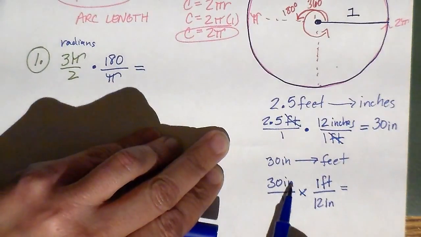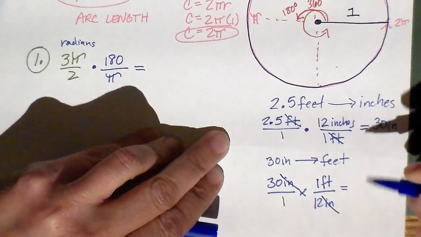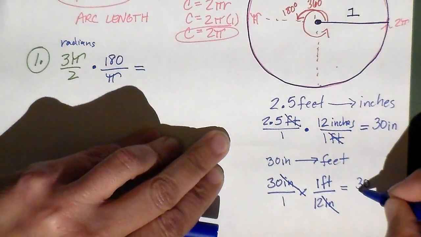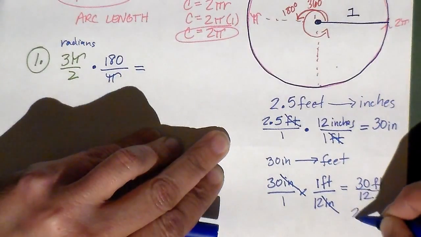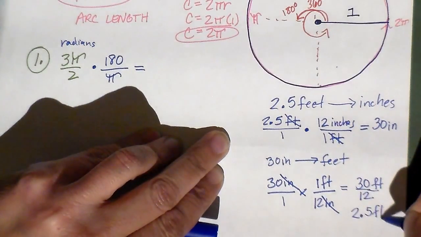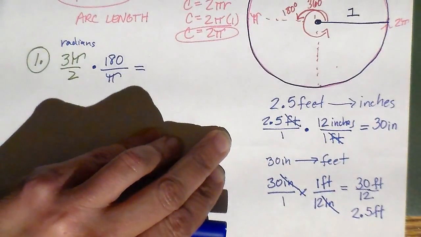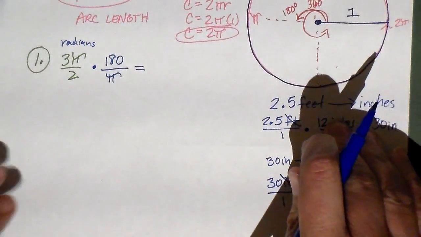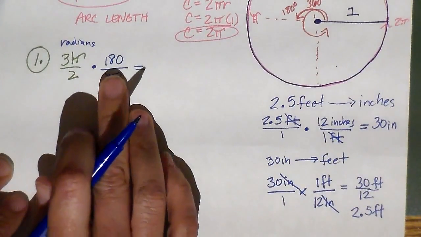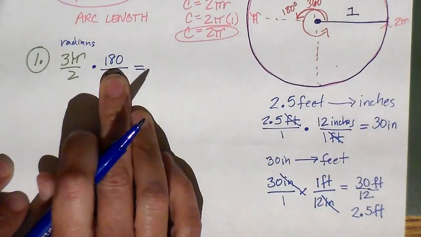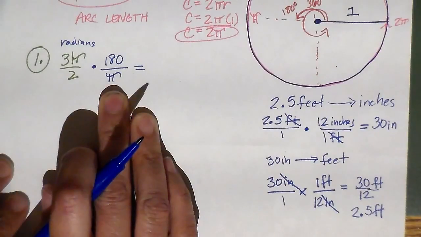Same thing's going to happen. On the top, I'm going to get inches times feet, and on the bottom, inches. So what cancels? Inches. So I'm left with 30 feet over 12, and when I reduce that, it's 2.5 feet. So that's an example of where you've used it before, and you use it all the time. Most of you can convert from feet to inches and inches to feet pretty quickly because you know there's 12 inches in a foot. Well, there's 180 degrees for every half a circumference, every pi radians, right?